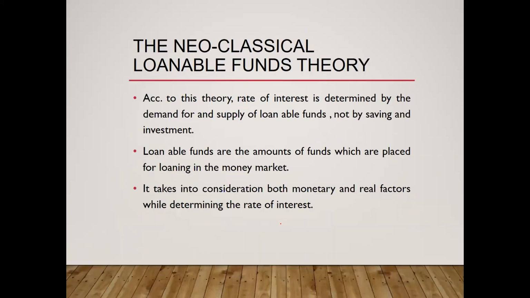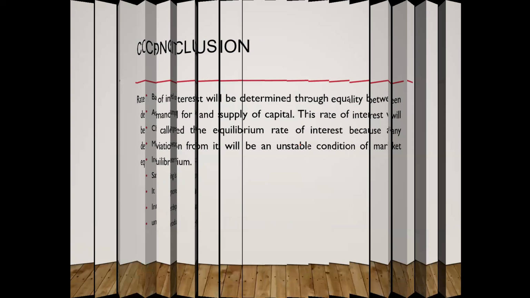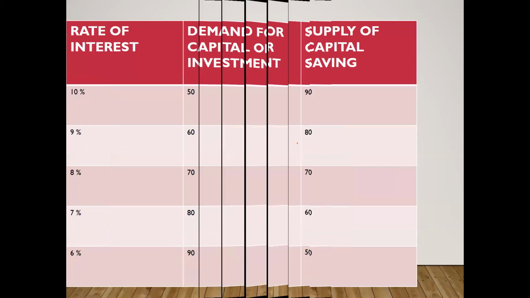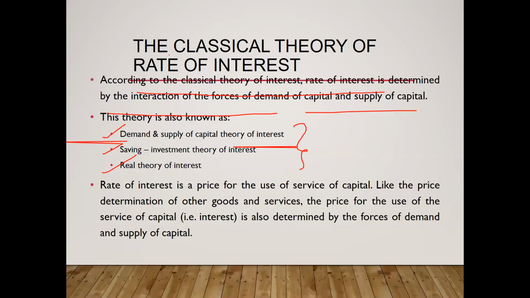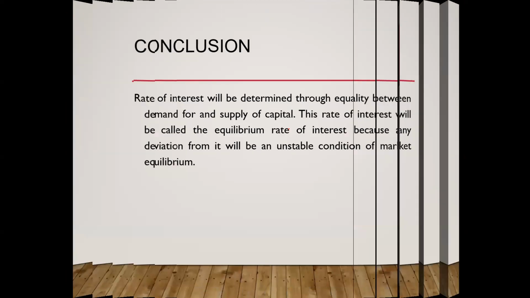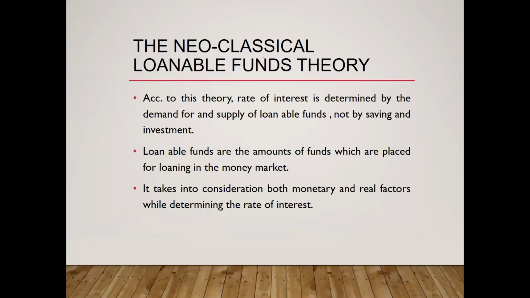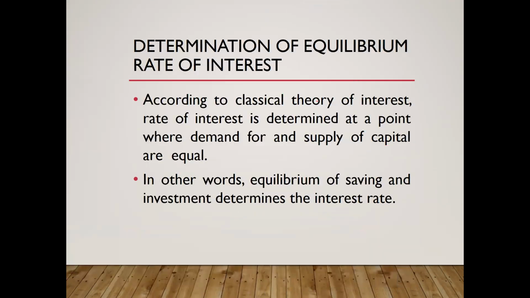In the next video, I'm going to discuss the neoclassical loanable fund theory. After that, I will discuss the liquidity preference theory. So for the rate of interest, there are a total of three theories. One is the classical theory, which we have already finished. Next, in the next video, I'm going to discuss the neoclassical loanable fund theory, and the last theory is the liquidity preference theory given by Keynes.